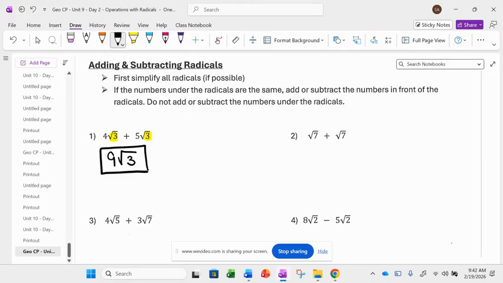And just like with x, if there's no number in front of x, what number is there, just invisible, just not written down? Isn't it a 1? If there's no number in front of x, then it's a 1. Same thing with radicals. If there's no number in front of the radical, there's a 1 there. So this is saying 1 root 7 plus 1 root 7. So you just add the numbers in front and you leave the radical the same. So this becomes a 2 root 7.